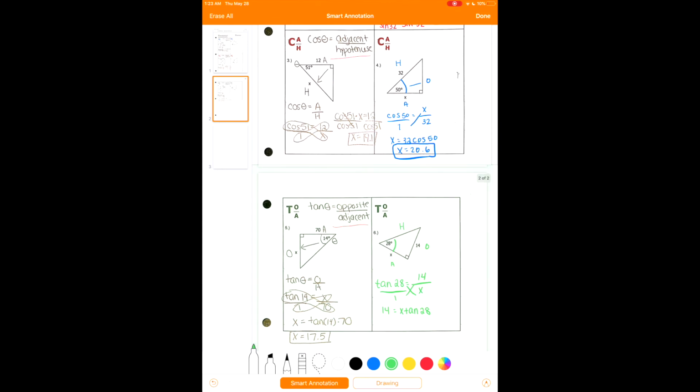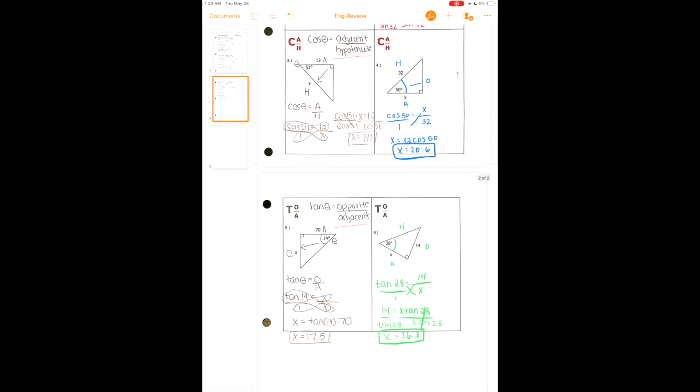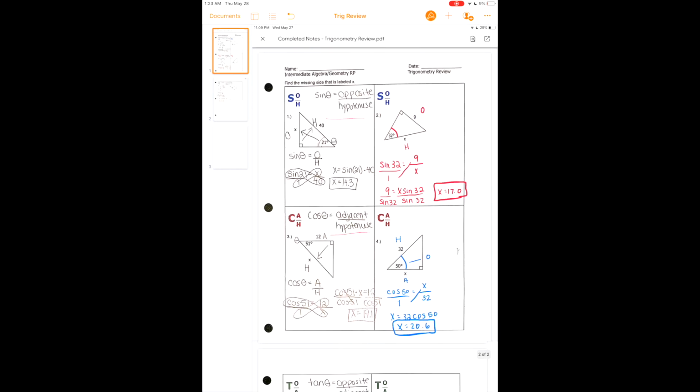I need to get x by itself. So I'm going to divide both sides by tangent 28. I'm going to plug in my calculator, 14 divided by tangent 28. And when I do that, I get 26.3. So those were your answers for your homework last night. So please check that over and make sure you make any corrections that are necessary.